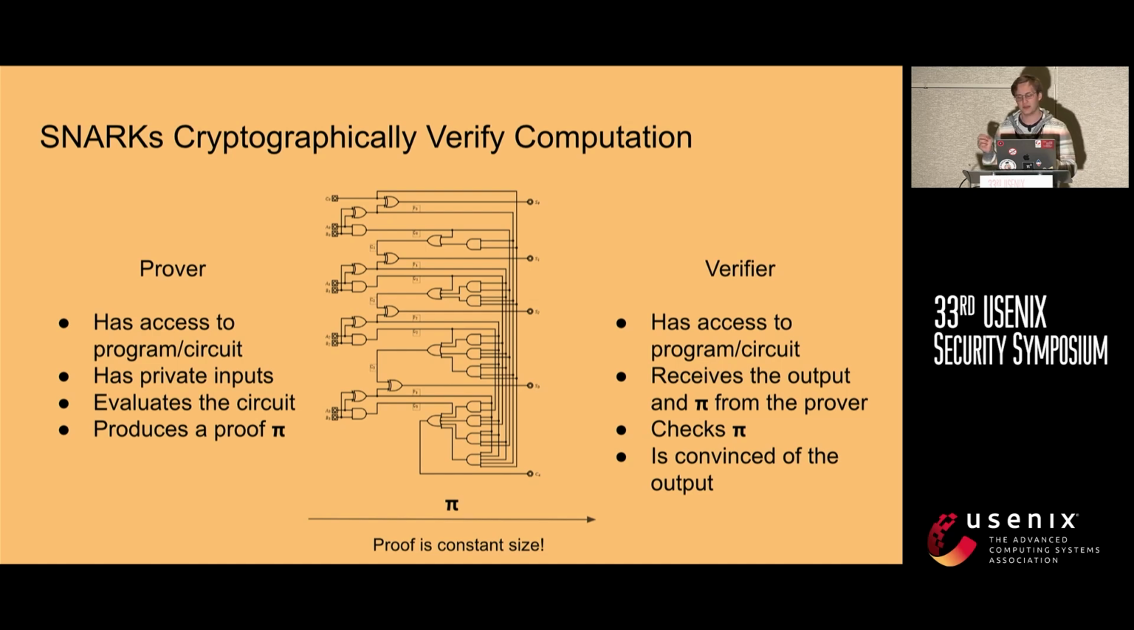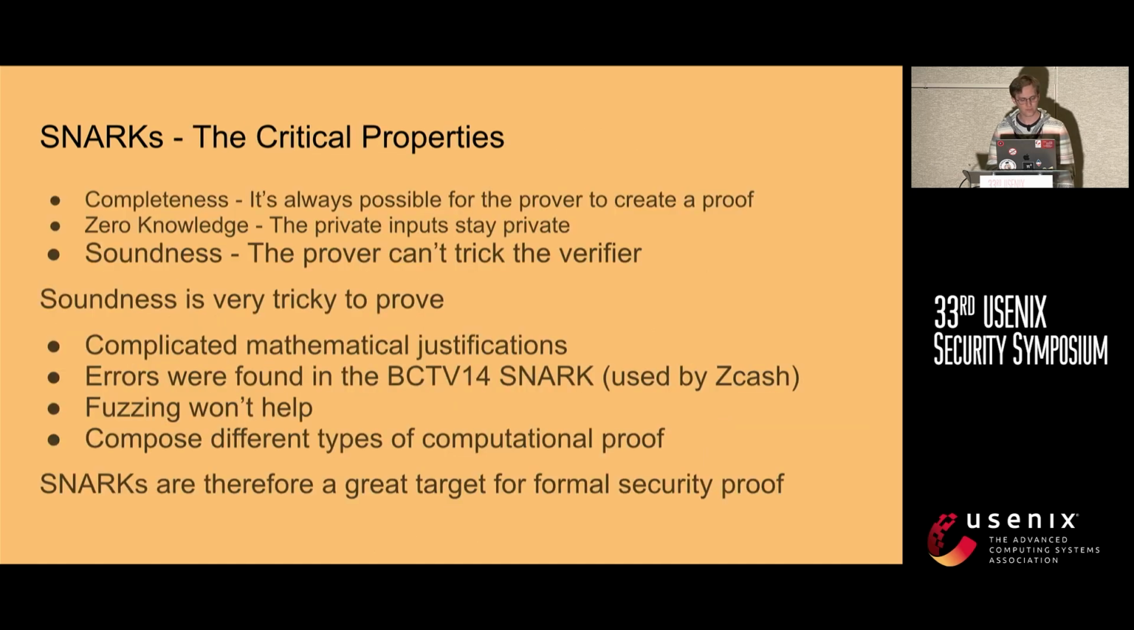And the really key killer feature that SNARKs have is that the proof pi is of constant size, at least for the SNARKs that we're considering today. And this makes them very useful for applications in blockchains in particular, but whenever you want a very compact proof.